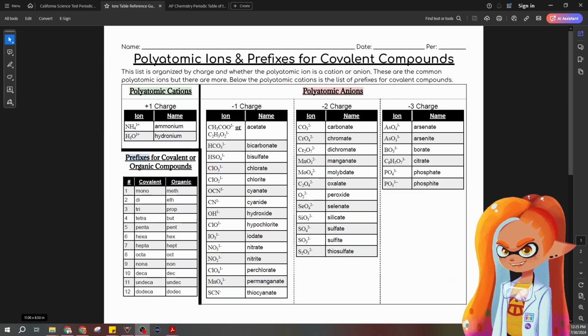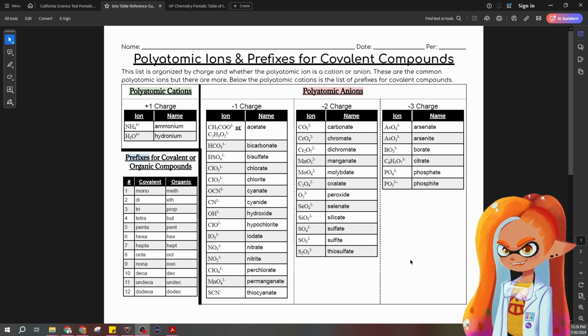This is the other reference I'll be giving you. It's double-sided, so I'm going to talk about this side first. If you notice, you have your ions, your cations, or the positive ions that are polyatomic. You have these two. And then you have your anions that I have made right here. I organize these by columns so you could see +1, -1, -2, -3, just to make it nice and easy. I also have the prefixes for covalent, and if you happen to see any organic terms, I also have the prefixes for organic compounds.